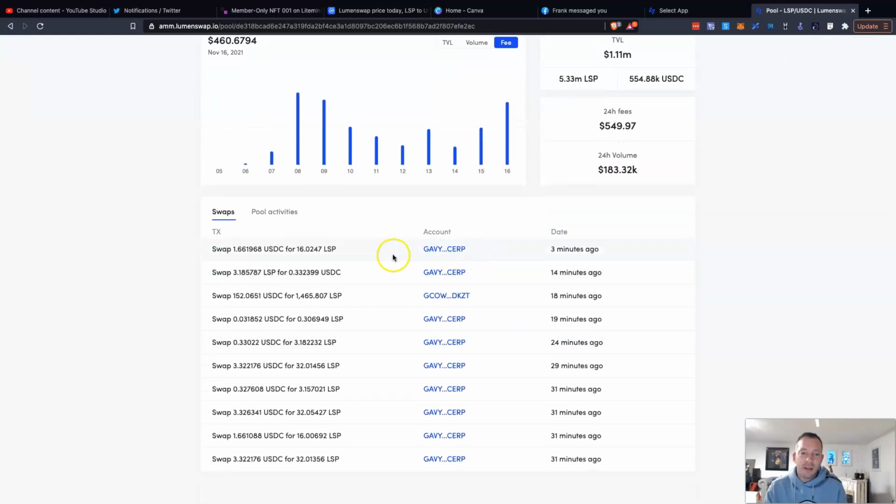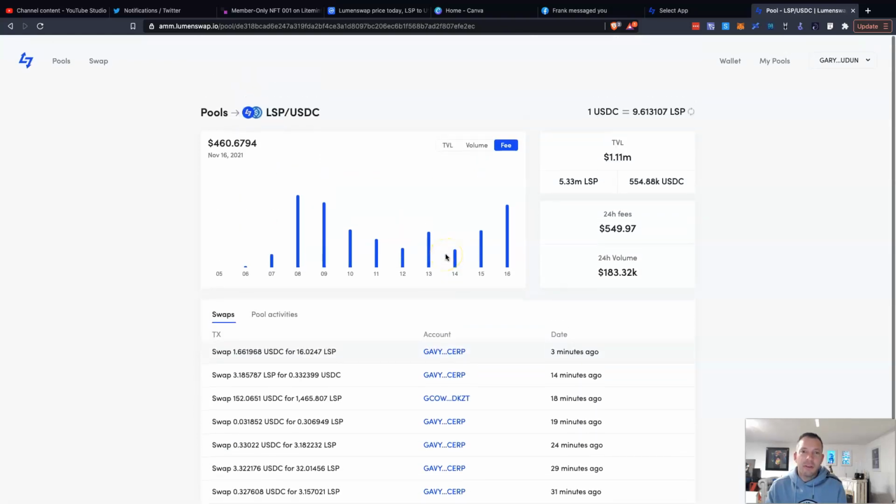And again, you can see here that we're getting very, very small trades from this one account, pointing to this being a bot that is trading backwards and forwards.